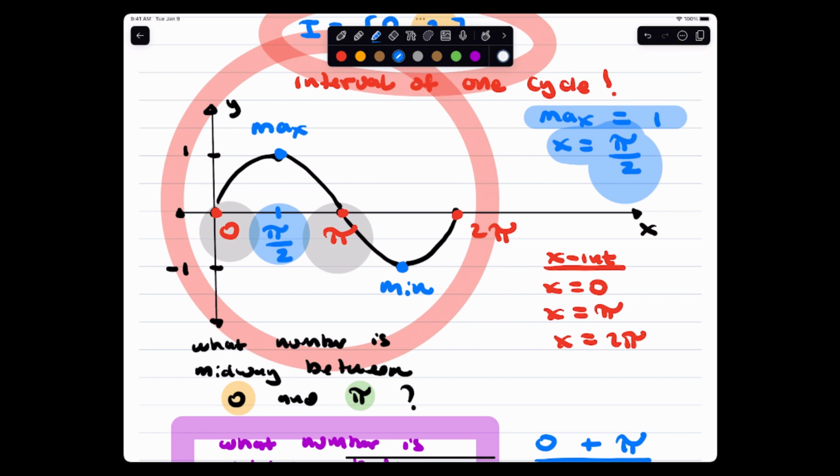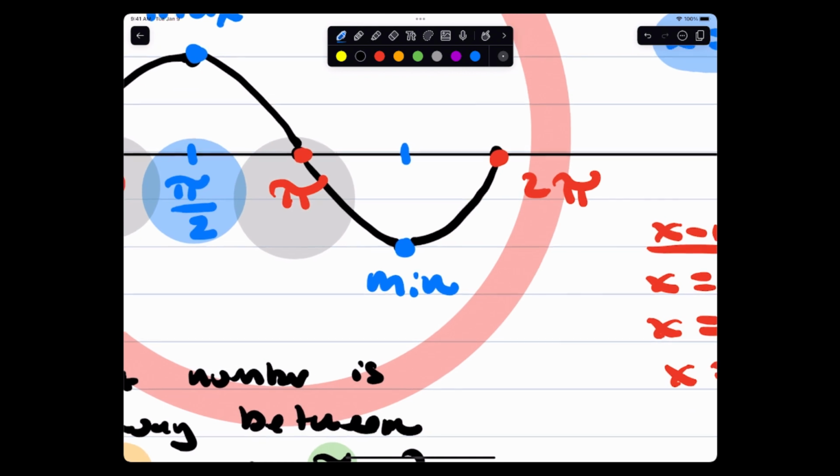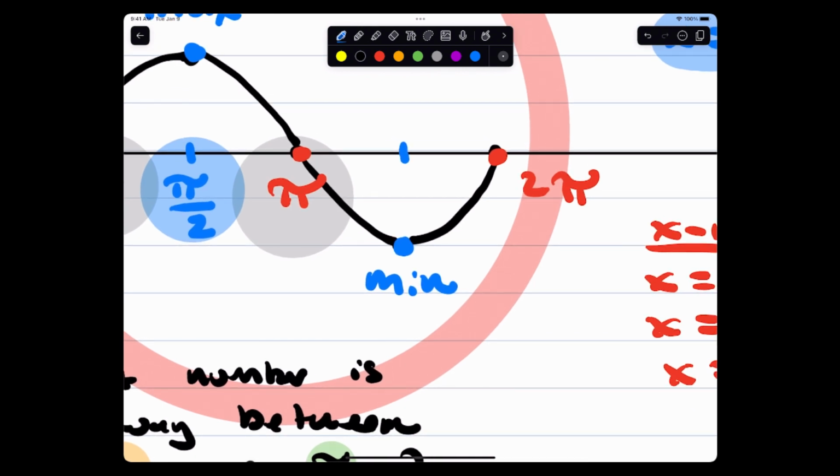So how do we repeat the process and get the minimum value? How do we do that, ladies and gentlemen? What do we do? Again, what do we need? A number that's midway between pi and 2 pi. So midway between pi and 2 pi.